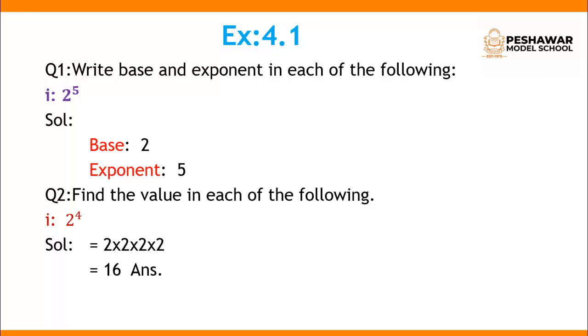Now question number 2, find the value in each of the following. It is very simple. How many times is 2 multiplied? 2 multiplied by 2 multiplied by 2 multiplied by 2. It is multiplied 4 times. So it should be equal to 16. So the value is 16.